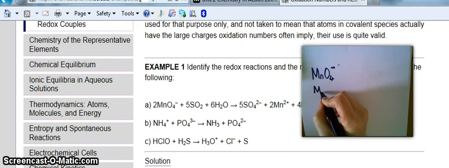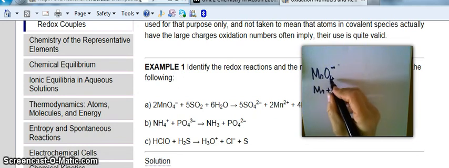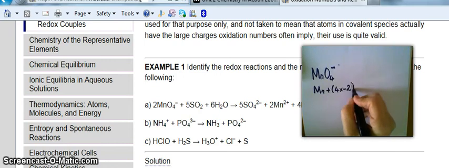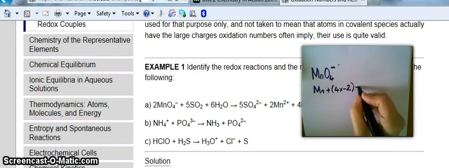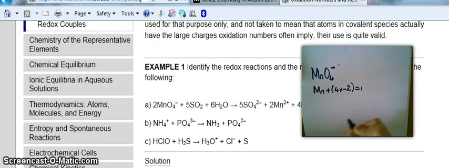So therefore, manganese added to 4 lots of oxygen, and since oxygen is -2, that's 4 lots of -2, and the overall charge on this ion is -1. Last time I looked, 4 lots of -2 is -8, and the overall charge on the ion is -1. If we now add 8 to both sides to get rid of the 8 on this side, so +8 -8 equals 0, -1 plus 8, manganese has got an oxidation state of +7 in MnO4-.